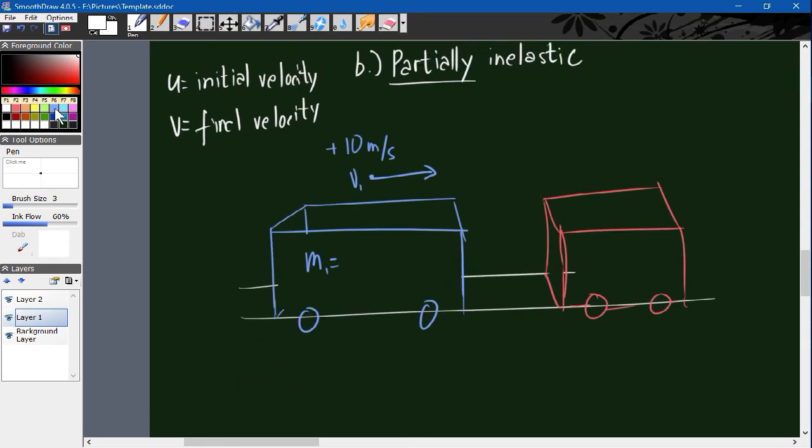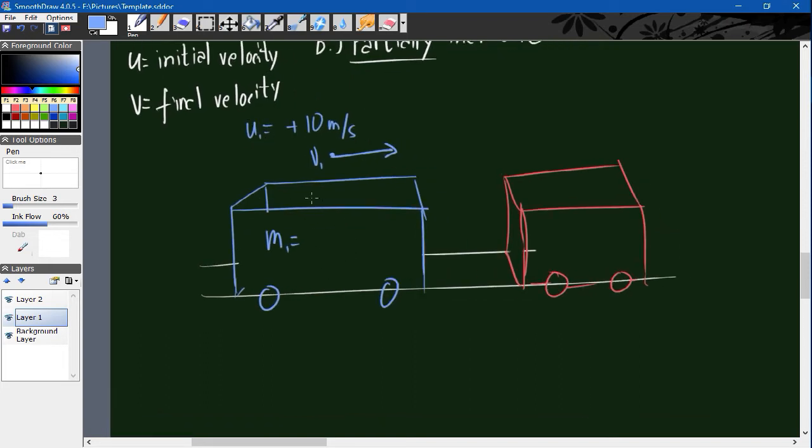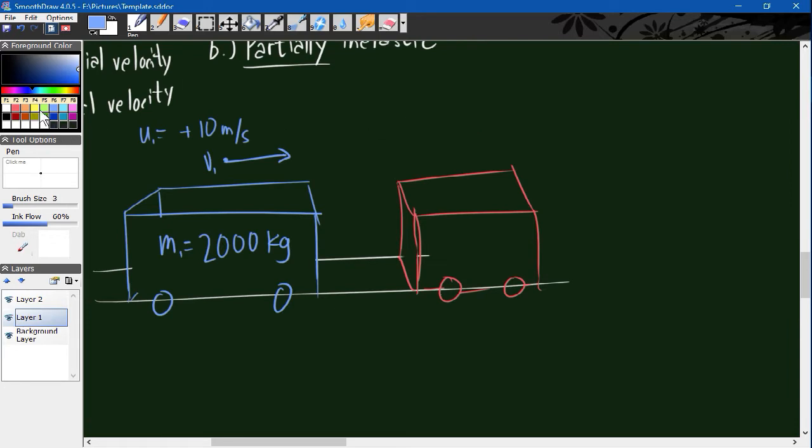Let's say that the blue car's initial velocity is 10 meters per second, and it has a mass of, let's say, 2,000 kilograms. And then we have another red car that's initially not moving. So that means its initial velocity is 0 meters per second. Let's say that the mass of this red car is 1,000 kilograms.